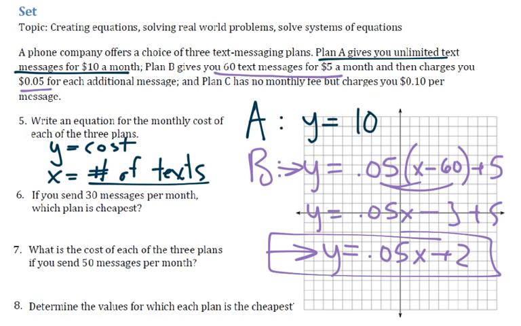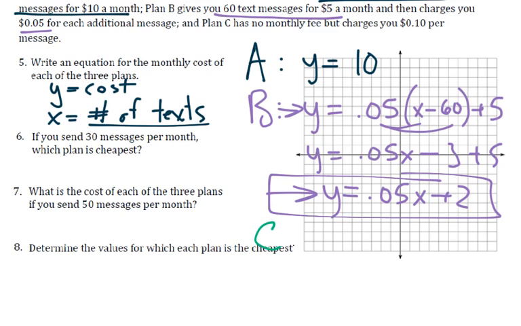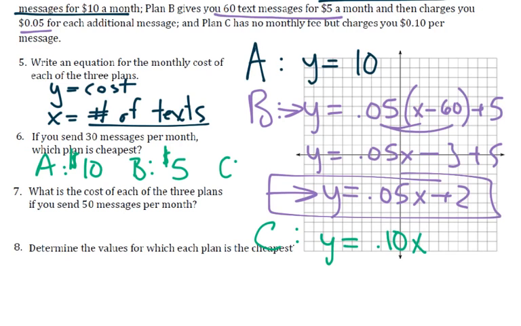So now C says no monthly fee but charges you 10 cents per message. So that would be y equals 0.10 times x. No plussing. Okay. So then it says if you send 30 messages per month, which plan is cheapest? Well, plan A is going to be $10, right? Plan B, because that's less than 60, it's going to be $5. Plan C, well, what's 0.10 times 30? That's 3. So plan C would be the cheapest, right?